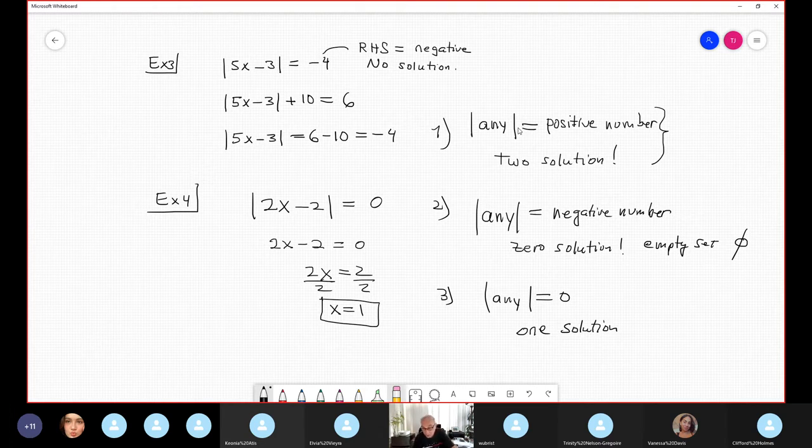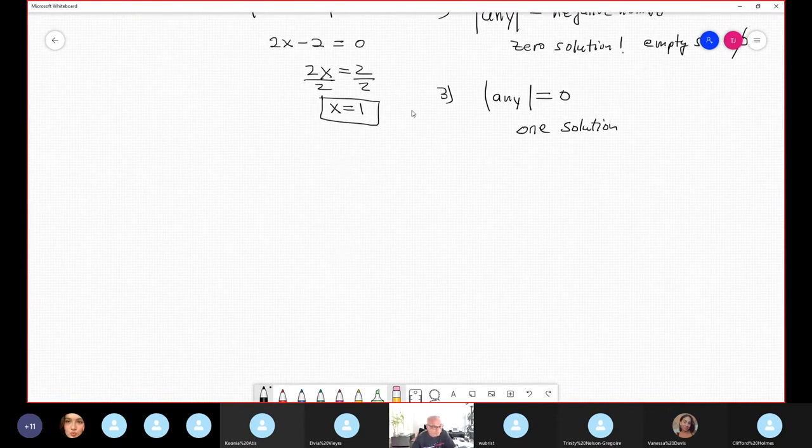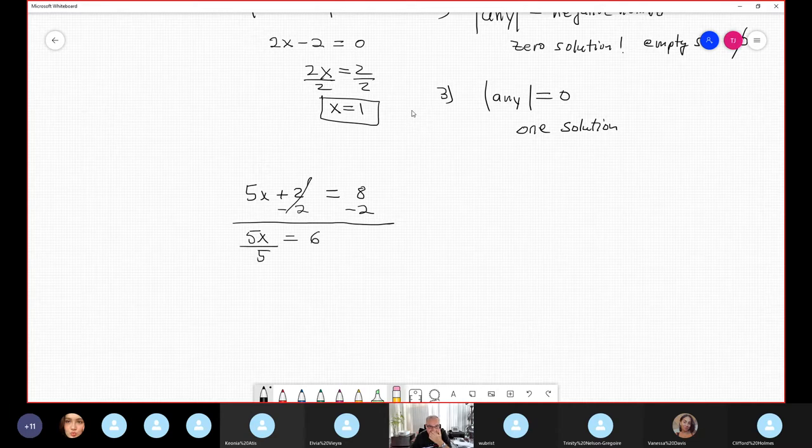I warn you, not too much, but some students make a mistake when they try to solve an equation doing this. Look, I put on the test something like that: absolute value of 5x plus 2 equals 8. Some students, not all students, erase this bar and start solving, subtracting 2. Bring down 5x, cancel out that part. This is 6, divided by 5. X equals 6 over 5. This is completely wrong, you know?